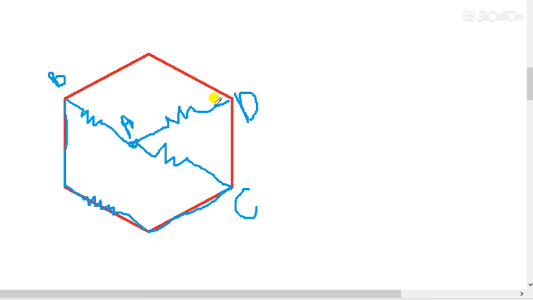Okay, so students, what is possible here? If I have to find the resistance between point A and C, let's suppose this value is R, this value is also R, this value is R, and this value is also R. So students, we are trying this. This was a hexagon given.